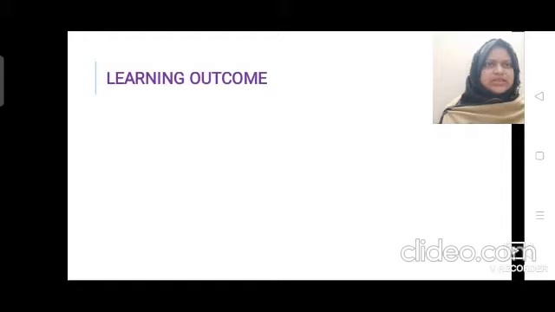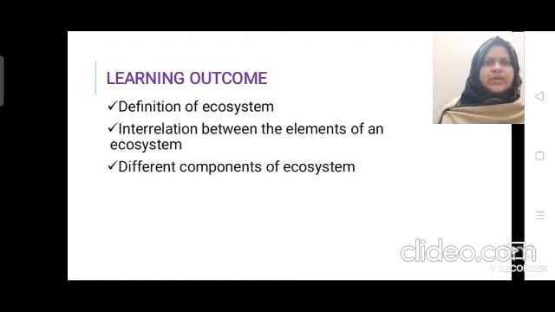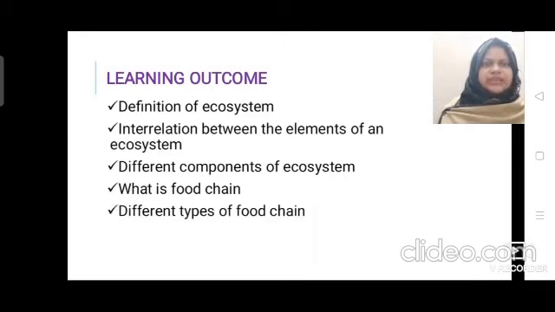From these topics, students should be able to describe the definition of ecosystem, interrelation between the elements of an ecosystem, different components of ecosystem, definition of food chain, and different types of food chain. Also, the concept of food web.